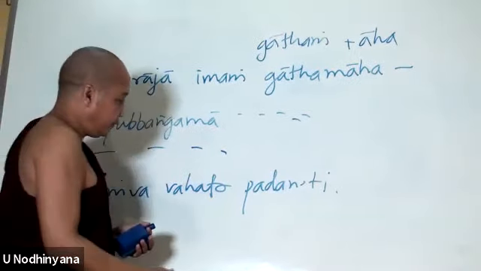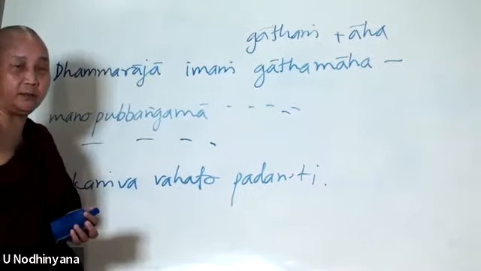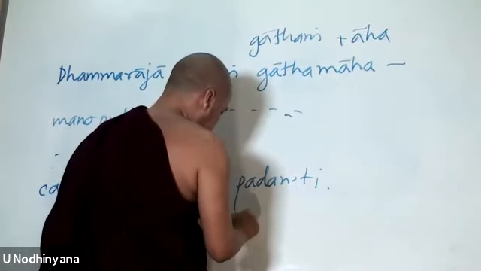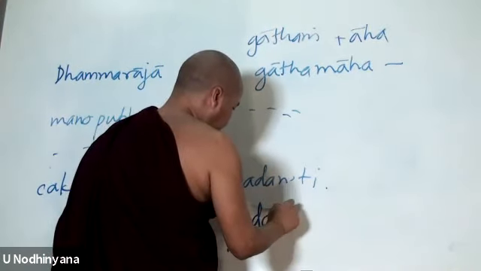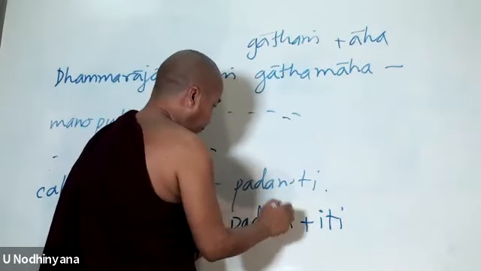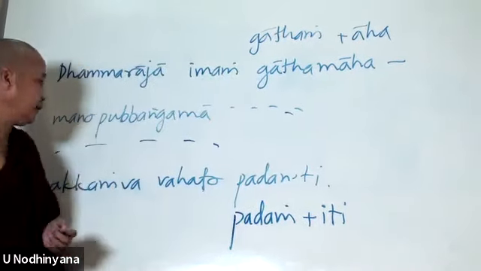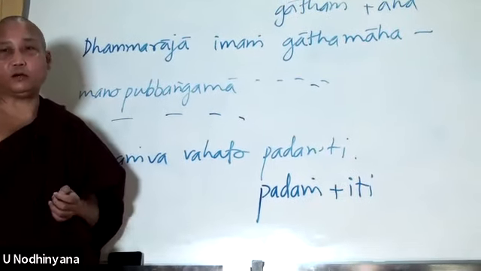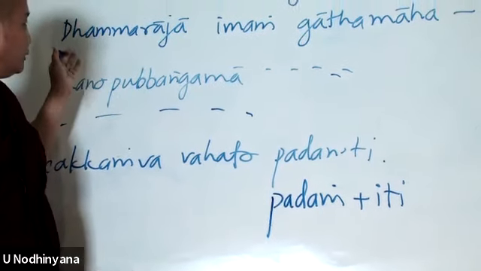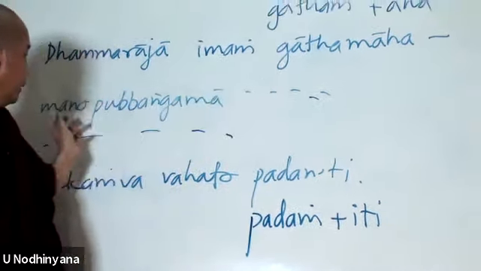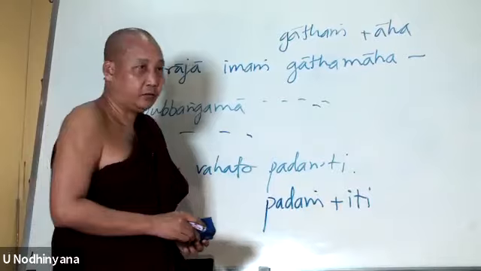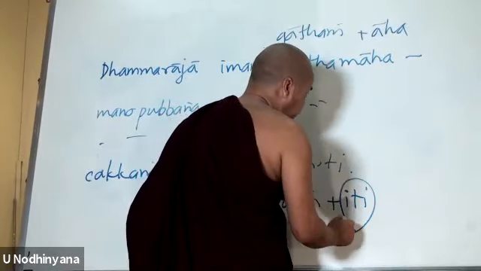So what kind of Gatha? It is Manobhavingama Dhamma, Manosita Manomaya, and so on. Chakkan wa wahado badandi. Badandi, you have to divide: badam iti. Chakkan wa wahado badam iti. So according to the division of the words, we can say Dhammaraja Imam Gatham Aha, Manobhavingama Dhamma, and so on, Chakkan wa wahado badam iti. What I want you to know is that there is Iti.